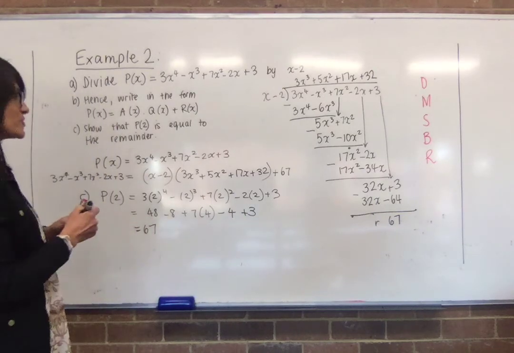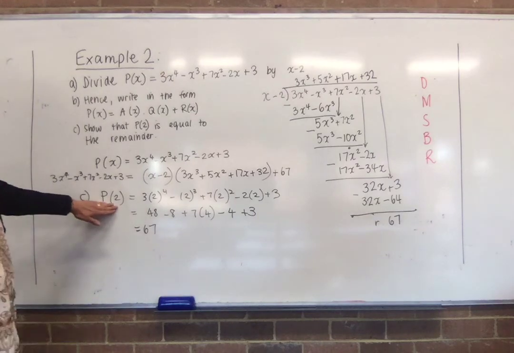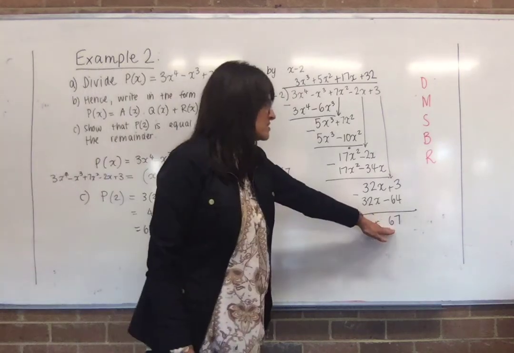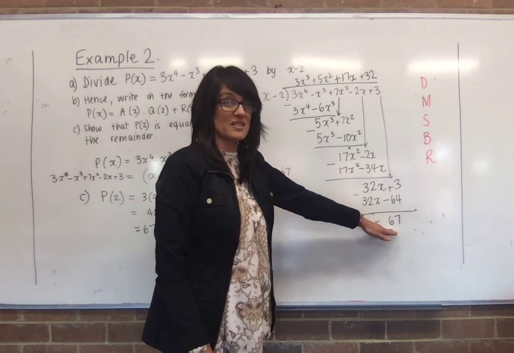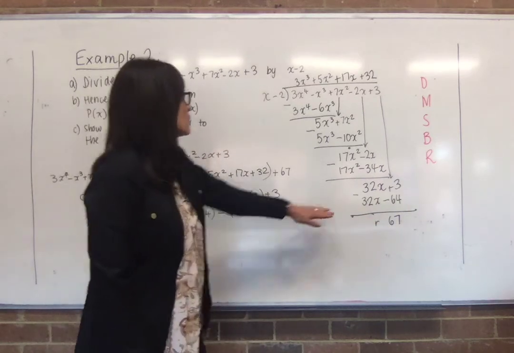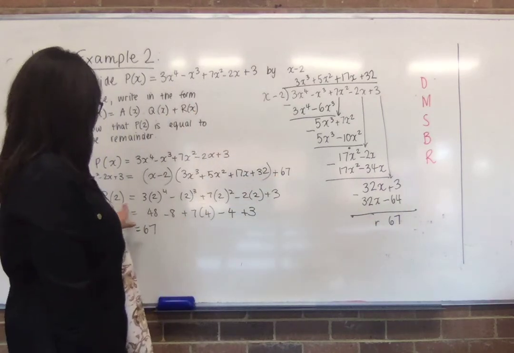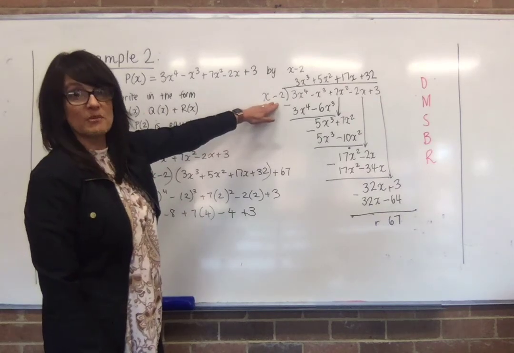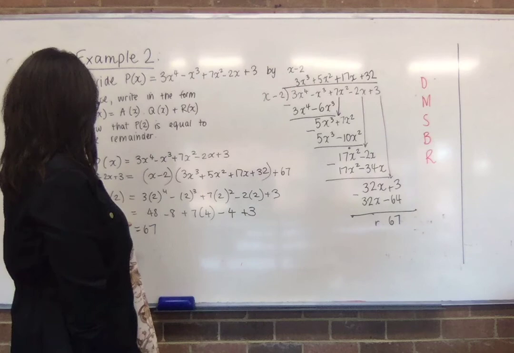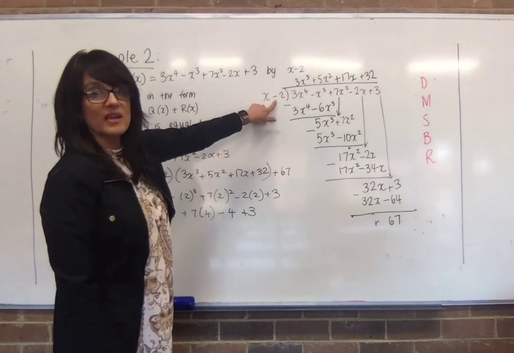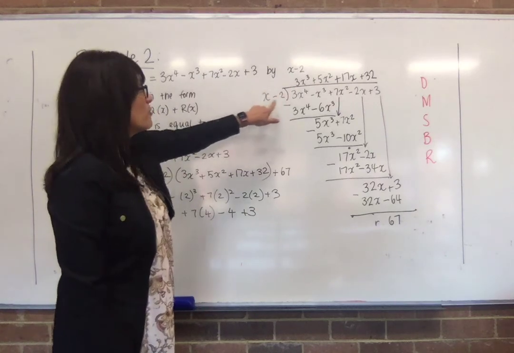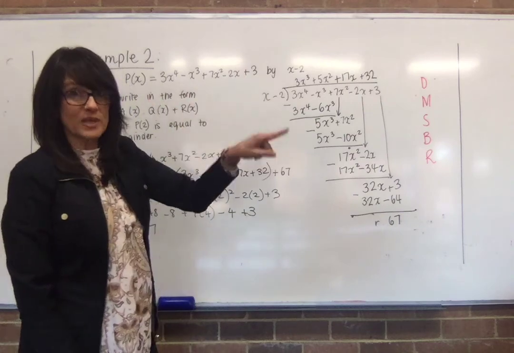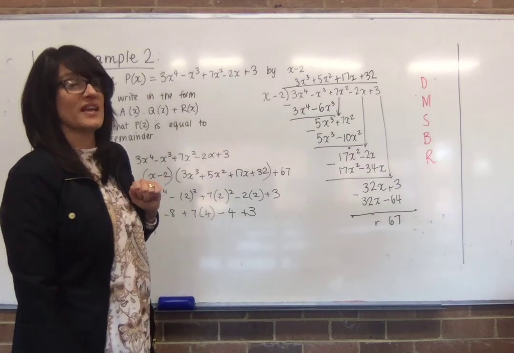Now isn't that interesting? P of 2 gives us 67, the same result as the remainder. What's interesting about P of 2, if we look at what we divided by, is that 2 is a zero of this binomial here. We're going to explore that little result in our next lesson.